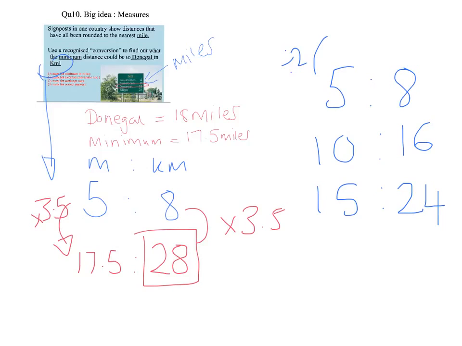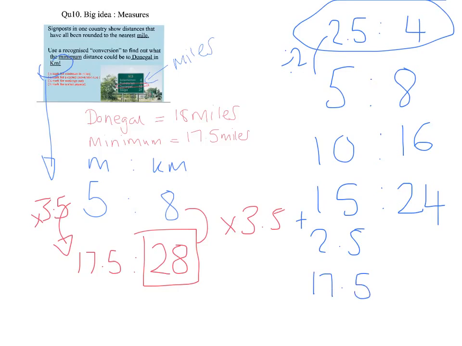We can use the fact that for every 5 miles is 8 kilometres, every 2.5 miles would be worth 4 kilometres. So we can use that to actually add on to the ratio that we got. So 15 miles plus 2.5 miles is 17.5 miles, and 2.5 miles was worth 4 kilometres. So we can add those together. 24 plus 4 is 28.